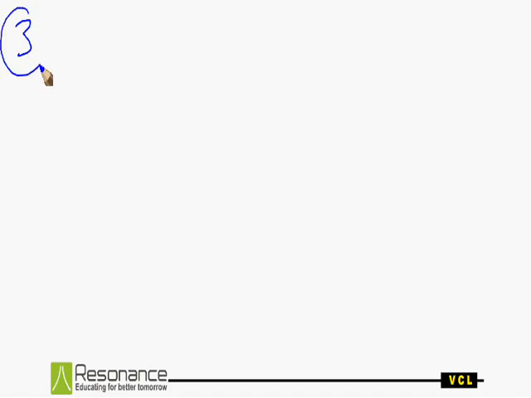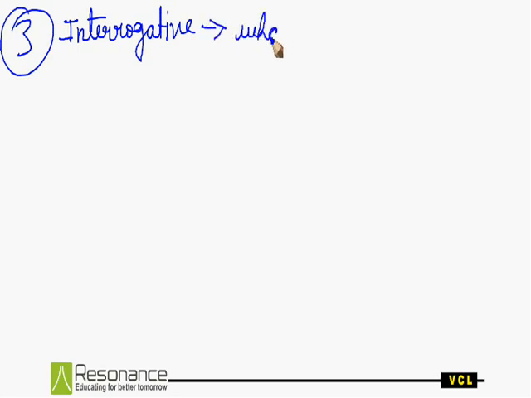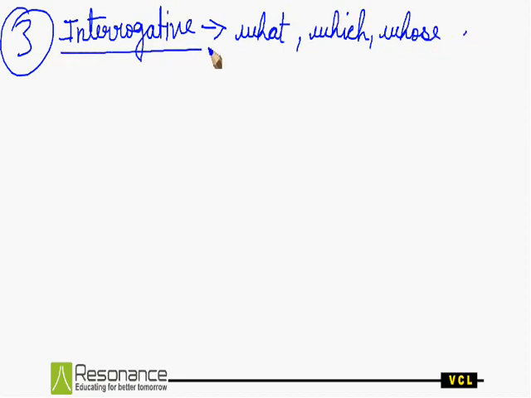Third point is interrogative, like what, which, and whose. Interrogative is the third part of determiner, like what, which, whose.